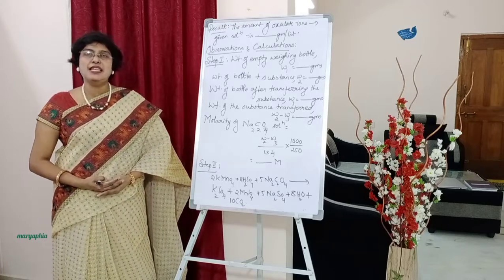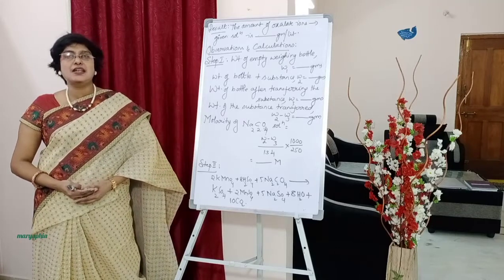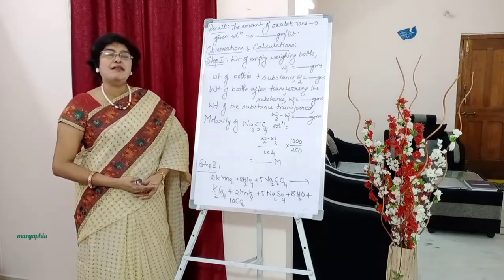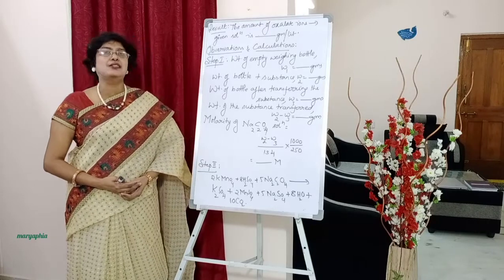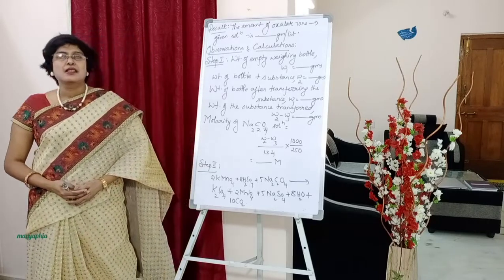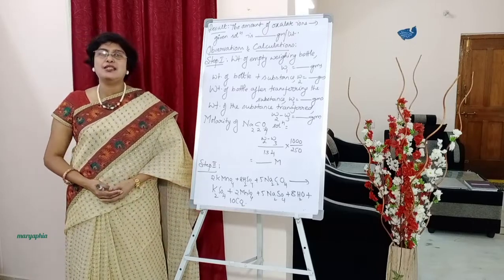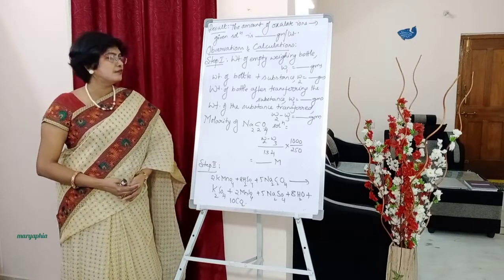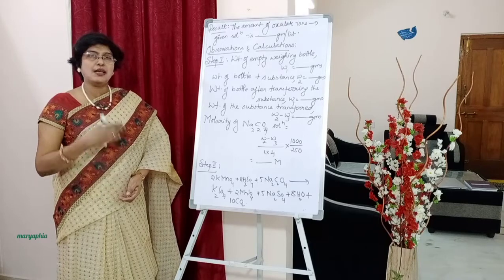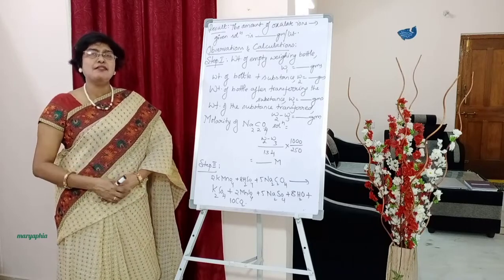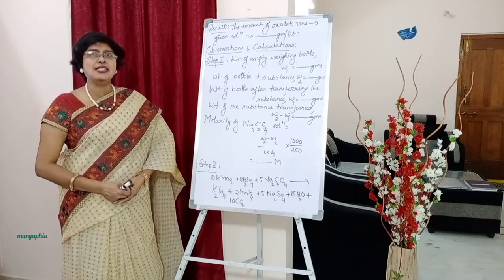Next, weight of the substance transferred. So this is the actual weight of the substance transferred into the standard flask, which comes from W2 minus W3 equals dash grams. Okay, students. So this is all about the weights of the weighing bottle and also the substance.